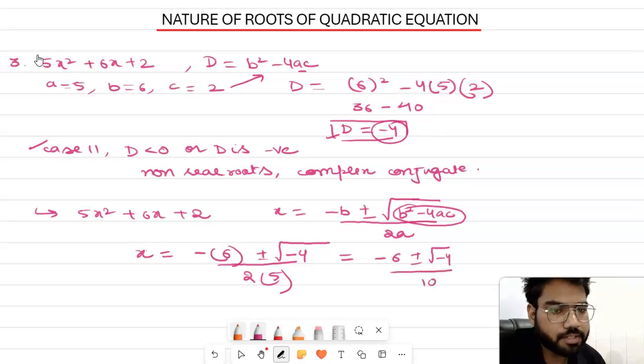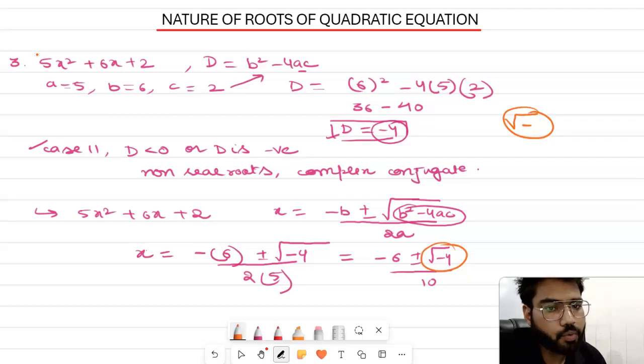Now clearly we can see that whenever there is a negative number under the root, that number is not considered as a real number, that number is considered as imaginary or non-real number. So we cannot plot this number on the real axis, so the roots we get are non-real roots and they will be in the complex conjugate form.